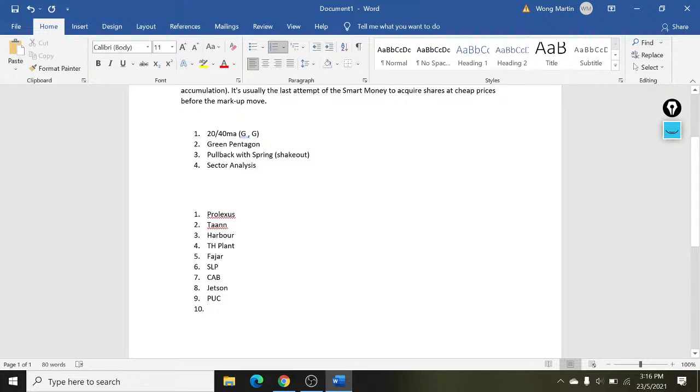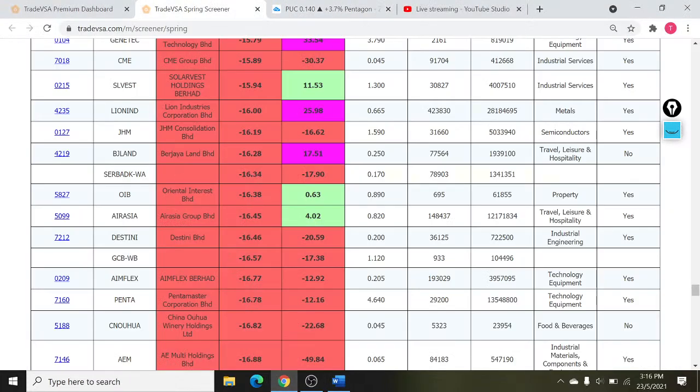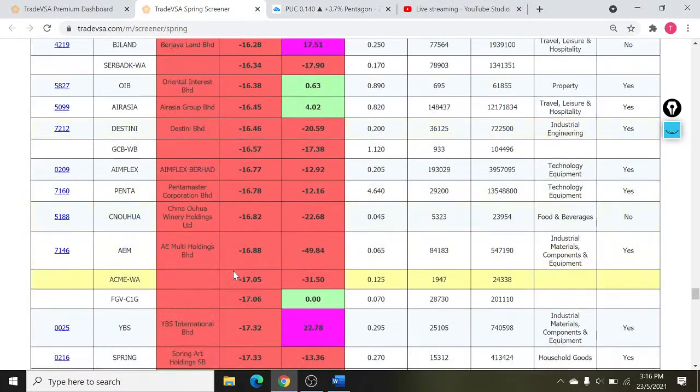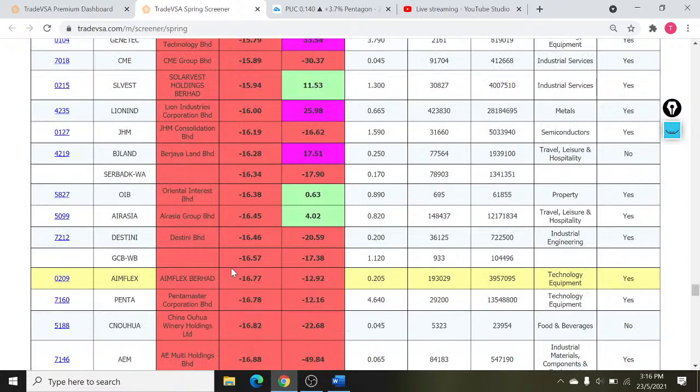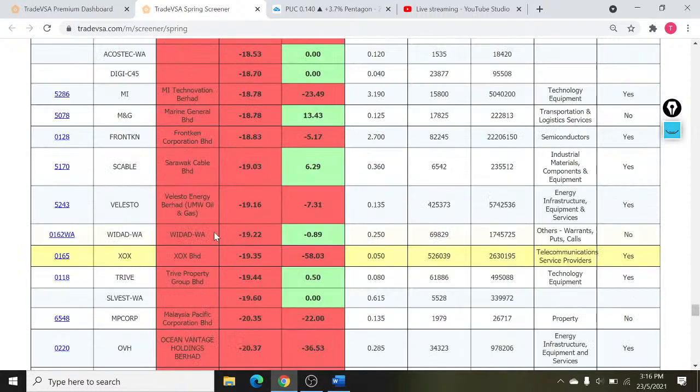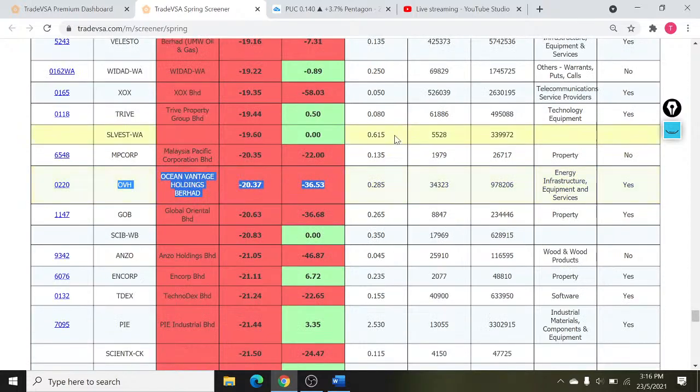So hopefully, especially for members, you know how to use these screeners to help you spot some of the good spring stocks, for you to look into some trades next week. Just to do a very quick one, probably we look for something that is in negative, OVH.